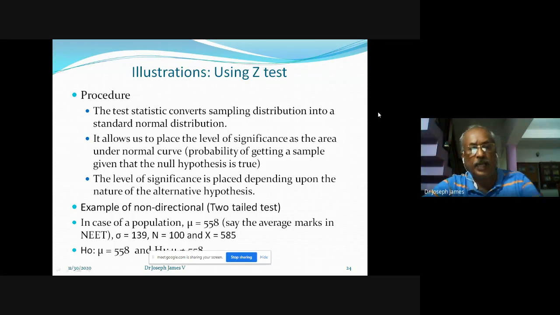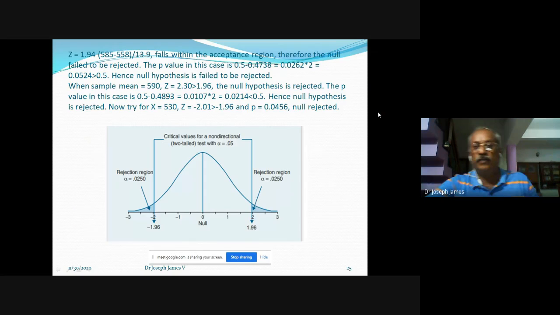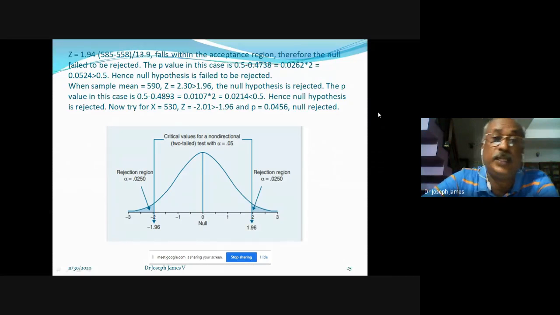So our null hypothesis is mu, that is population mean, is equal to 558, and H1 or HA, mu is not equal to 558. That means that mu can be either more than 558 or less than 558, and that is why we place it on both the ends of the normal curve. രണ്ടായിട്ട് ഡിവൈഡ് ചെയ്തിട്ട് രണ്ട് എൻഡിലും കൂടെ പ്ലേസ് ചെയ്യുന്നു. പ്ലേസ് ചെയ്യുമ്പോൾ നടുക്കുള്ള ഏരിയ വരേണ്ടത് 95% ആണ്.